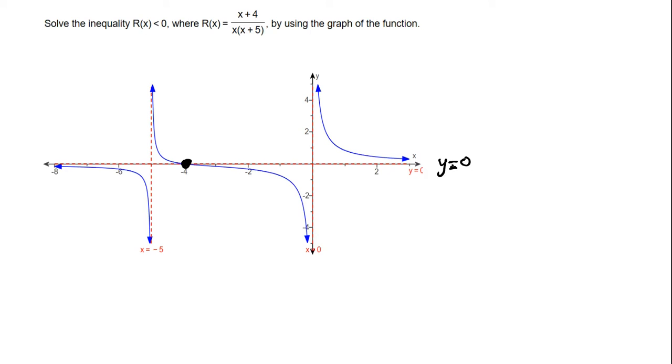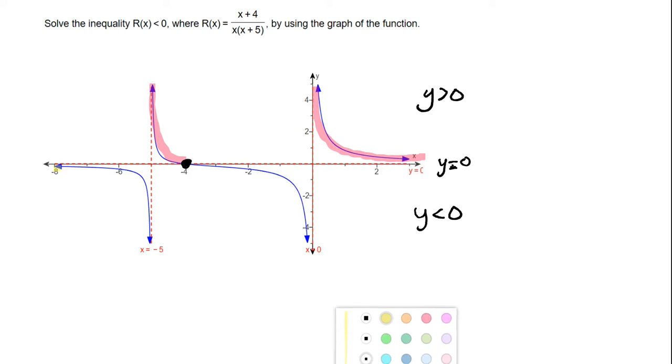Then above the x-axis is where y is greater than 0. So here we have some pieces that are above the x-axis. And then the pieces of the graph where y is less than 0, those are the pieces that are below the x-axis. And these pieces of the graph here are below the x-axis.